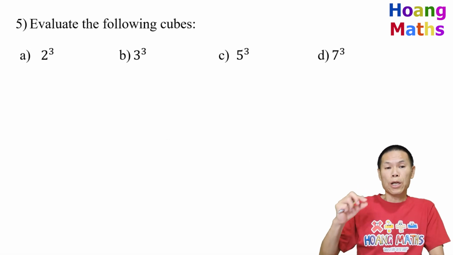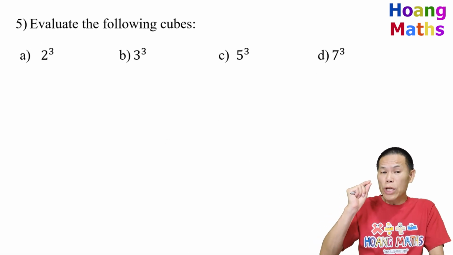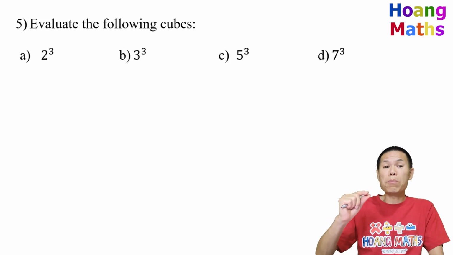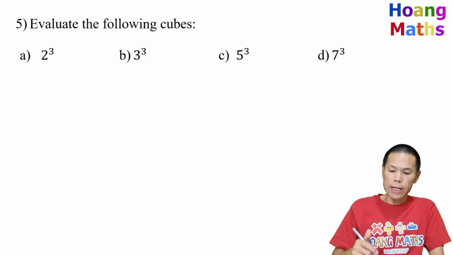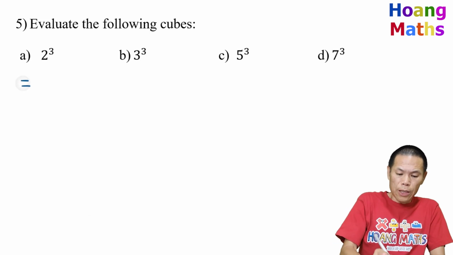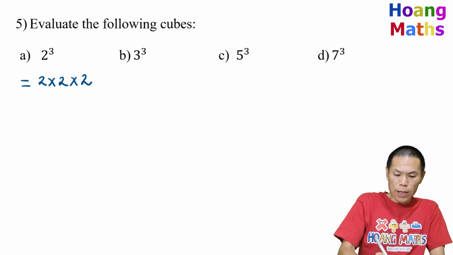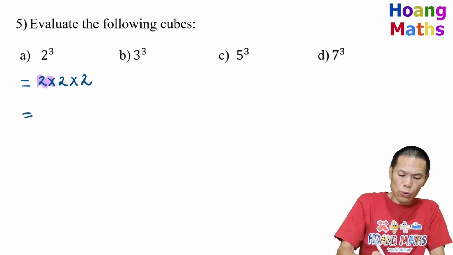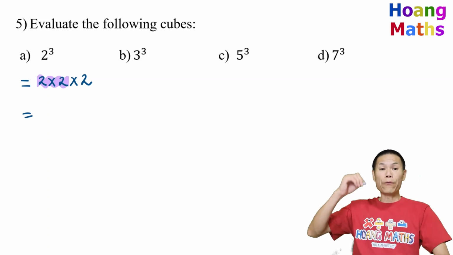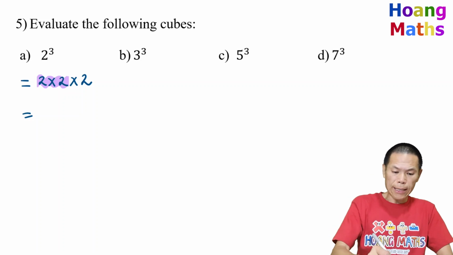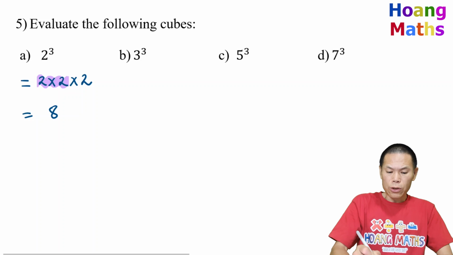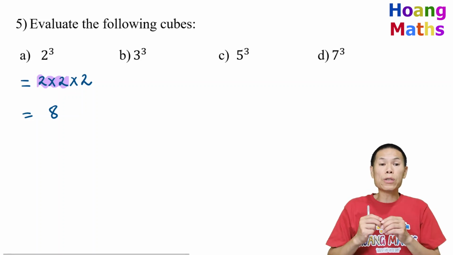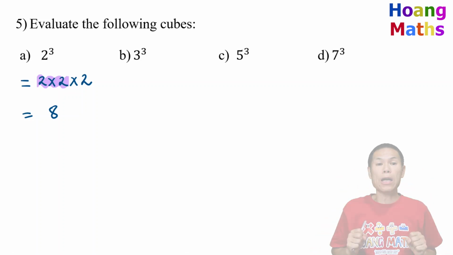So there you go. Question number 5. So 2 cubes. So 2 square is 2 times 2. So 2 cube must be 2 times 2 times 2. Okay. So like this. It's 2 times 2 times 2. And we know that 2 times 2 will give me 4. And 4 times 2 is 8. So 2 power 3 will give me 8. So there you go. Please pause the video and try this one yourself.